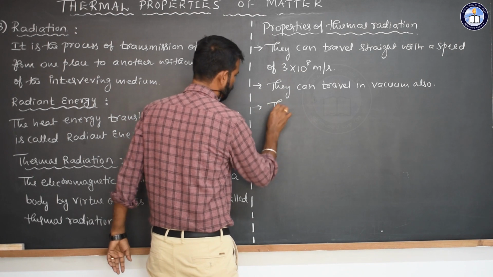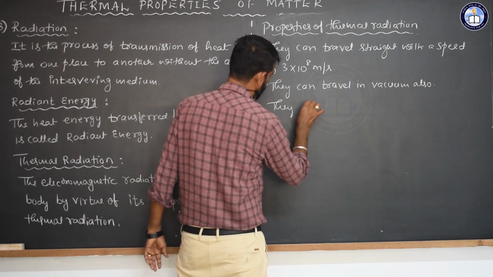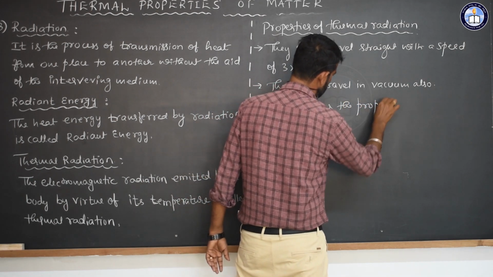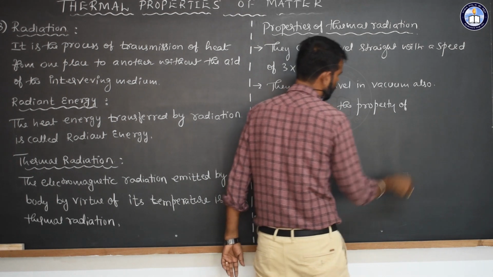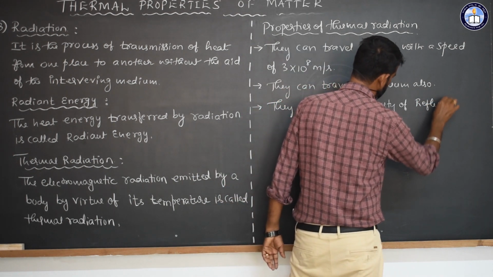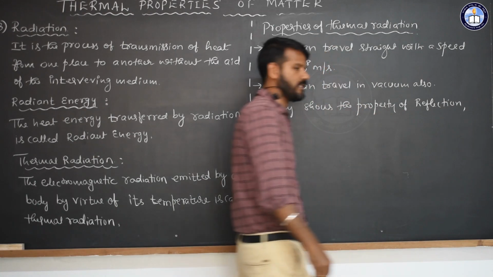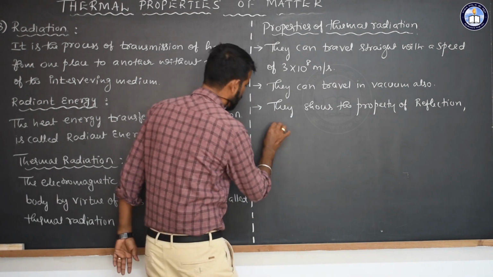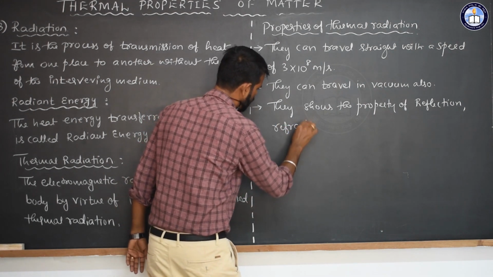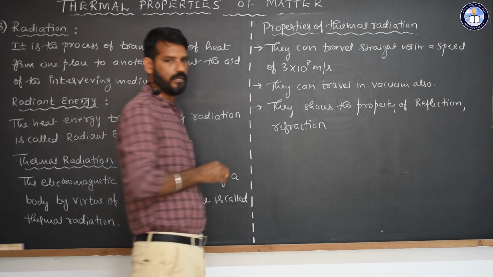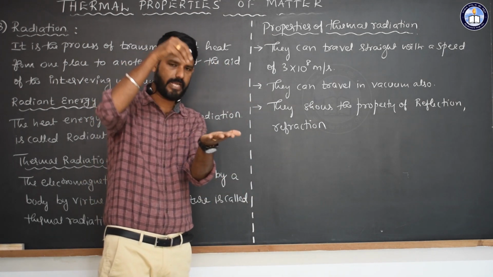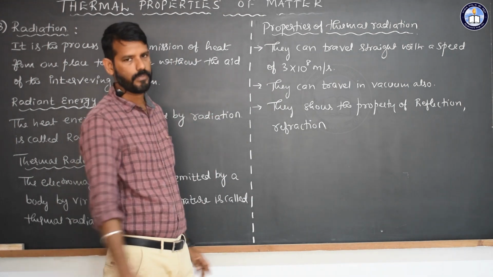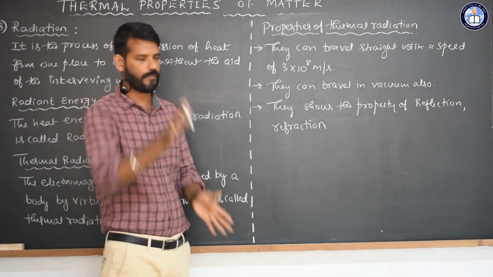Okay, they show the property of reflection. Reflection means when light radiation is incident on one medium, it is reflected back into the same medium. Refraction is when light radiation or thermal radiation falls on one medium, then it propagates into the other medium also, by changing direction. Bending of light will take place. That is refraction.